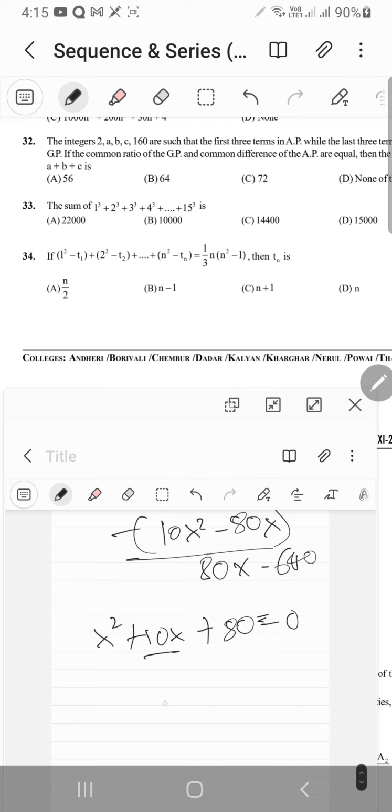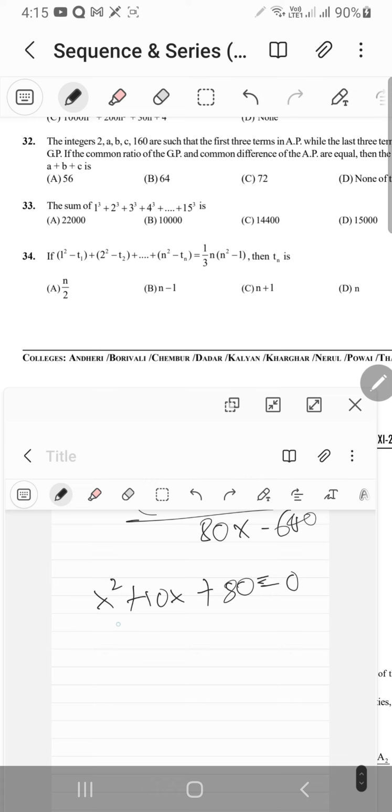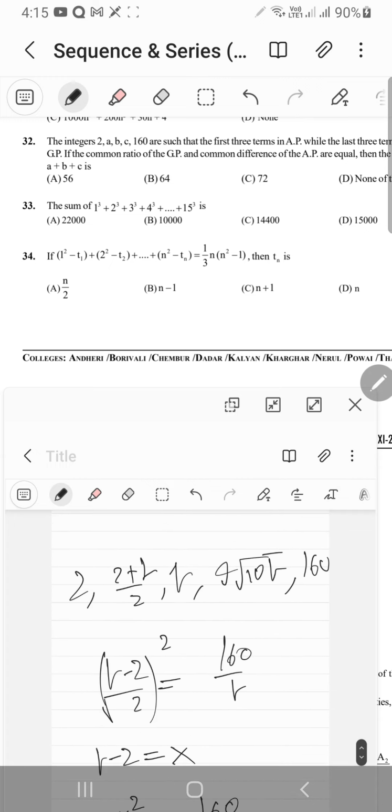How can we get this though? Okay, let's just check the discriminant for this thing. B squared is 100 minus 4 times 80. Oh yeah, it's negative. There's no other roots other than x equal to 8. So there you go, x equal to 8. That will give us our unique solution.